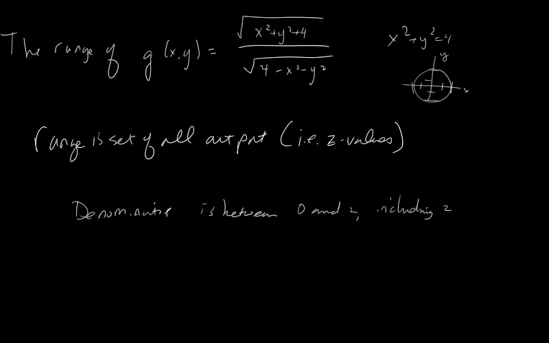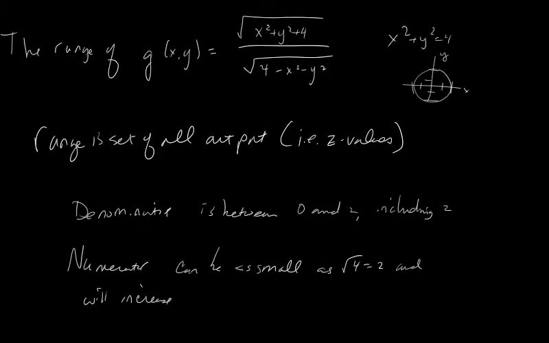Okay, so that's our denominator, and our numerator can be as small as square root of 4, or 2, because if x and y are 0, 0, then we'll get that. But then, as x and y get larger, it's going to grow. So whether x and y get larger or get smaller and become more and more negative, that numerator is going to grow and grow and grow. So the numerator can be as small as 2 and will increase without bound.